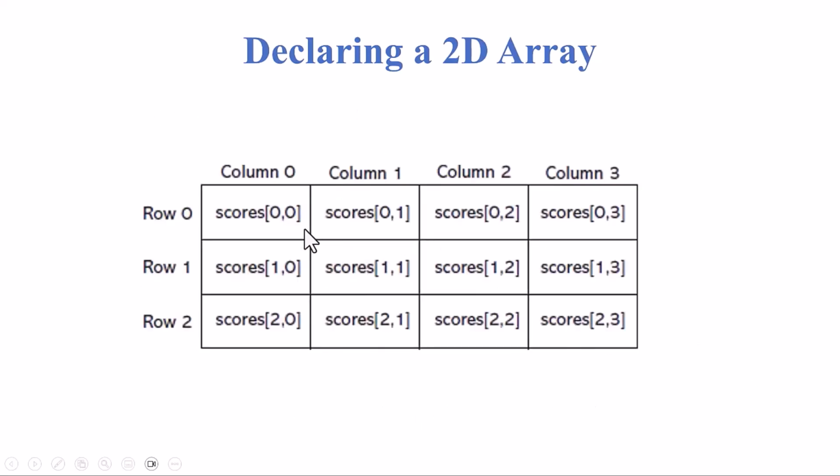And it looks like this. At least we can visualize it like this in memory. There's our columns, numbers 0, 1, 2, 3, rows 0, 1, 2, and our scores 0, 0. That element right here is referred to by scores with both subscripts in there. Scores 0, 1 is this one. Scores 0, 2 is this one. Scores 2, 3 is this one down here.